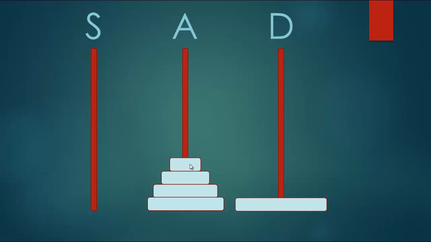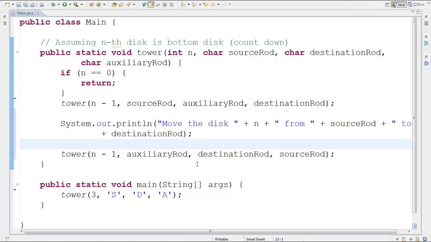So for generality, to move n rings from source to destination, move n minus 1 rings from the source rod to the auxiliary rod. This leaves the nth ring along the source rod. Move the nth ring from the source rod to the destination rod. Move the n minus 1 rings from the auxiliary rod to the destination rod, so as they sit on the nth ring. So that's exactly how the code runs as well.